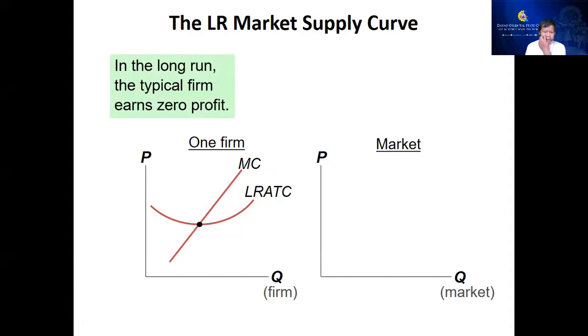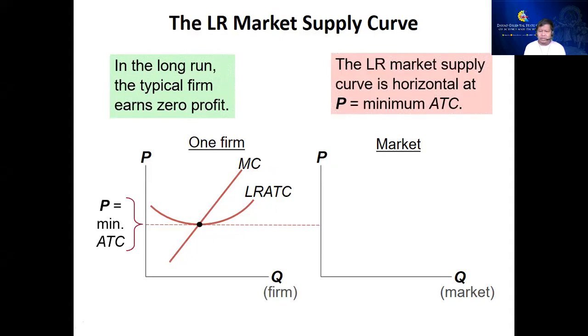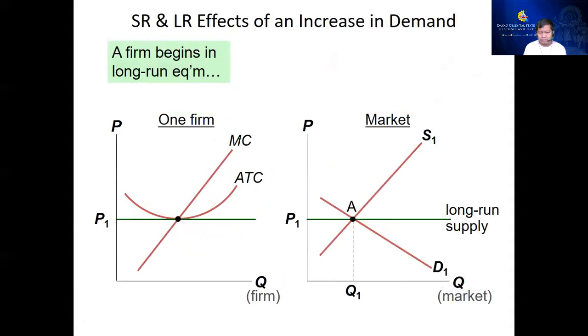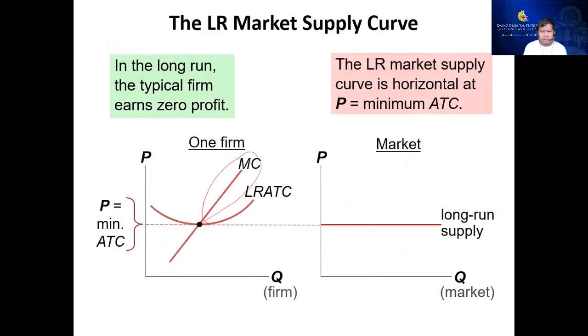Now, in the long run, the typical firm earns zero profit. Okay, the long run market supply curve is horizontal at P minimum ATC, no? Isulti ko na kanina, no? So, in the long run, the typical firm earns zero profit. Kung mag-operate ka diri, zero profit na diri, no? The long run market supply curve is horizontal at P minimum ATC, no?